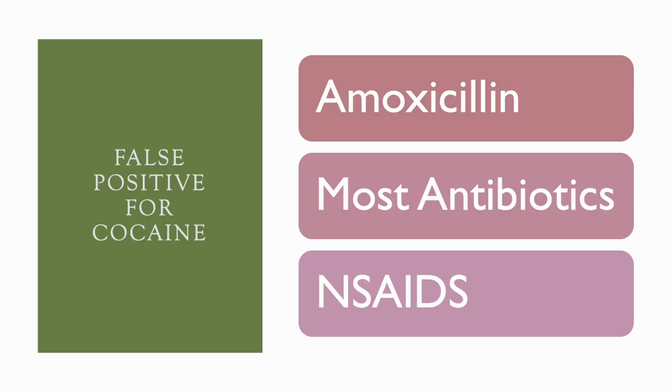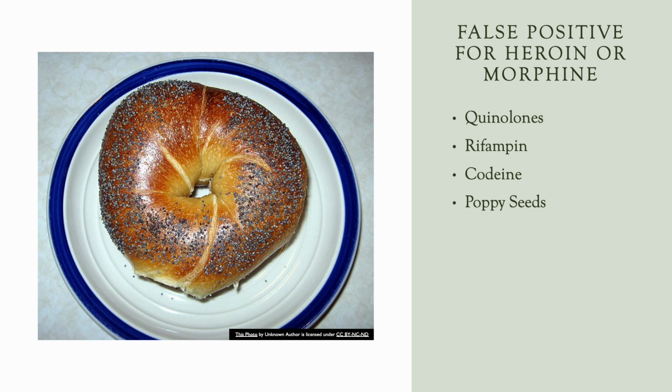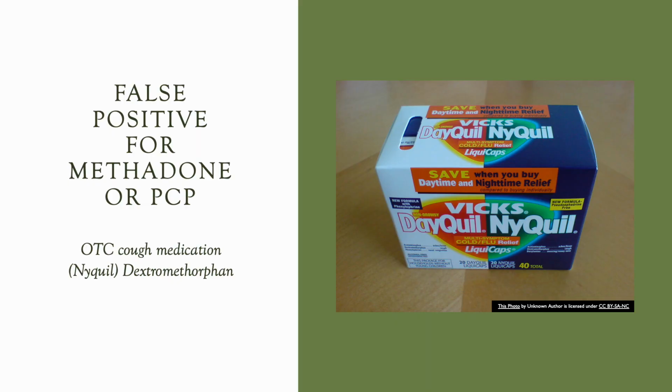False positive results for cocaine in a drug screen can result if the person is taking amoxicillin, most antibiotics, and NSAIDs. False positive drug results for heroin or morphine can result if the patient is on quinolones, rifampin, codeine, or even eats poppy seeds. And that's false positive for heroin or morphine. False positive drug results for methadone or PCP can be caused by over-the-counter cough medications such as NyQuil, dextromethorphan.